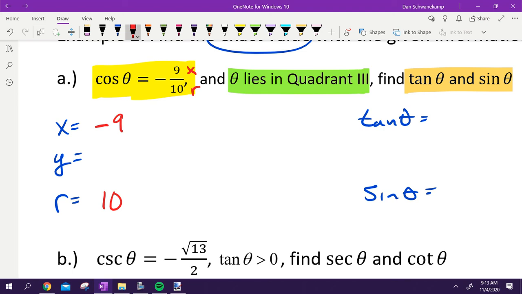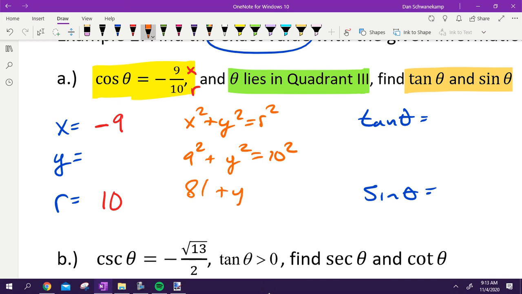How could I find my y? Pythagorean Theorem, x squared plus y squared equals r squared. You don't need a calculator for that. Negative 9 squared. I'm not going to write the negative because what happens every time you square something? It's positive. Don't forget that. Somebody's going to mess that up on our next quiz. Okay, 81 plus y squared is 100. Subtract 81. Y squared is 19.